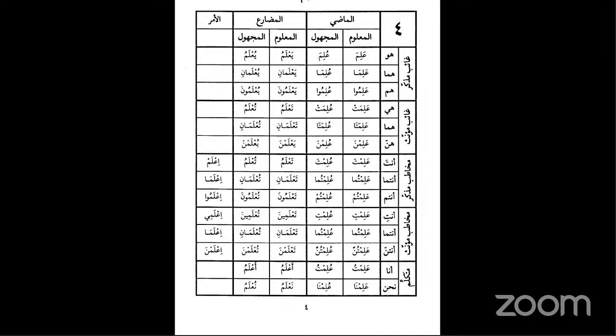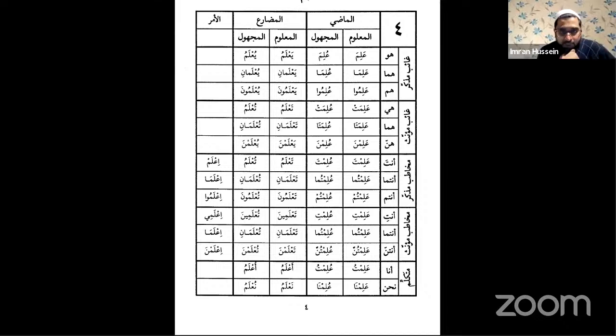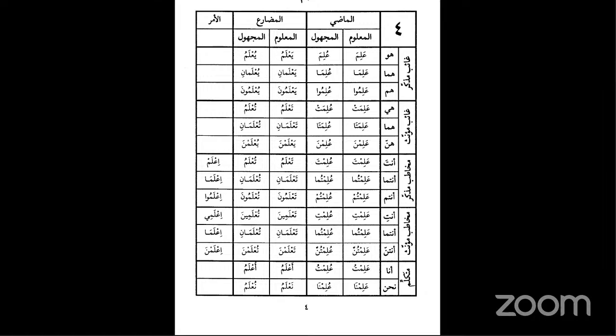La'iba, yal'abu. So la'iba means he played. La'iba, they both played. La'ibu, they all played for male. La'ibat, she played. La'ibata, they both played for female. La'ibna, they all played for female.